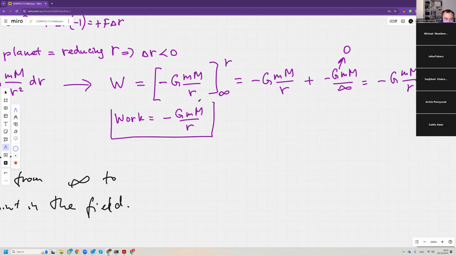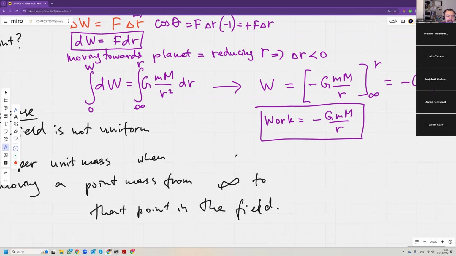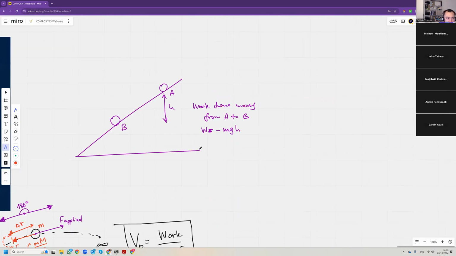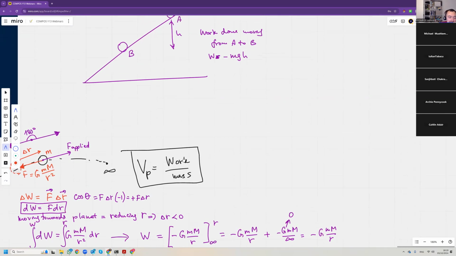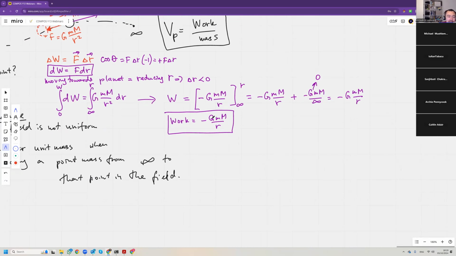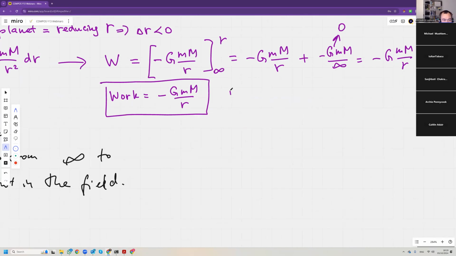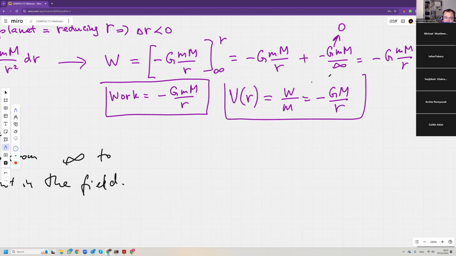And it makes perfect sense. Work is negative, just like in the previous example where you move from A to B, work is negative. And here, work is negative. So the potential at point P, which has coordinate R, the distance, is work divided by the mass, which is minus GM over R, which is a beautiful result, as a matter of fact.